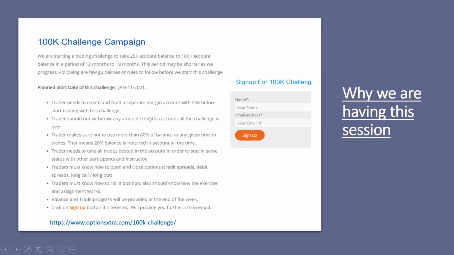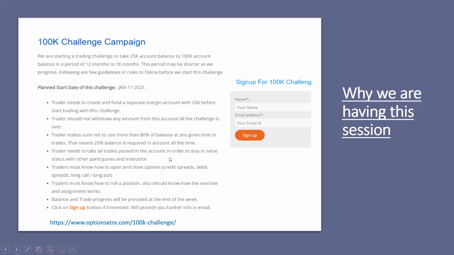There are some criteria that need to be met. I'll send out a link where you can get all the information, but these are the highlights. You need to have a separate 25K account, and you cannot withdraw the money until the challenge is over. Traders must not use more than 80% of the balance at any given time. Generally we say 70%, but 80% is the maximum. So basically 20,000 you should always be trading, and 5,000 should be in your account all the time.